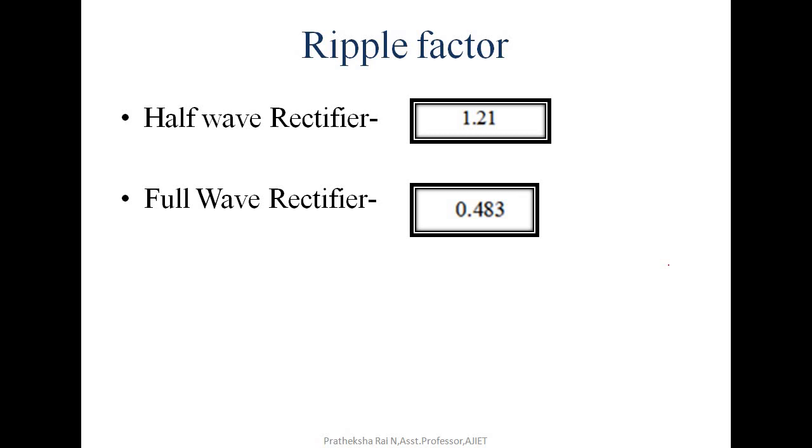In case of full wave rectifier, it is 48.3 percentage of AC component is present in the DC output. In both the cases, we find that there is a minimal amount of AC component. So in case of rectification, we must find that there will be negligible AC component. That is how we can say that the rectifier is 100% efficient, or it has converted AC into pure form of DC.